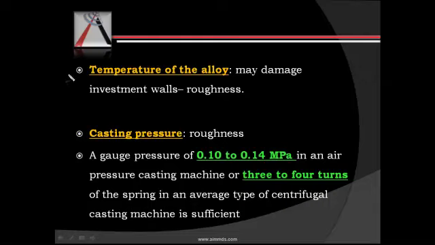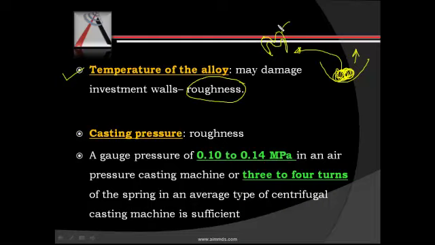There's one more thing that may damage the investment wall, that is the temperature of the alloy. Alloy which is molten in a crucible before it is put into the mold cavity, if the temperature of this alloy is too high, when this alloy goes into the mold cavity, it may damage the walls of the investment, and this damage to the walls of the investment can result in roughness, or if there is an isolated damage, it may also cause irregularity.